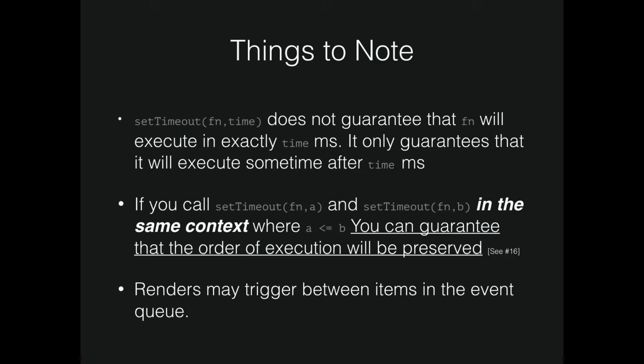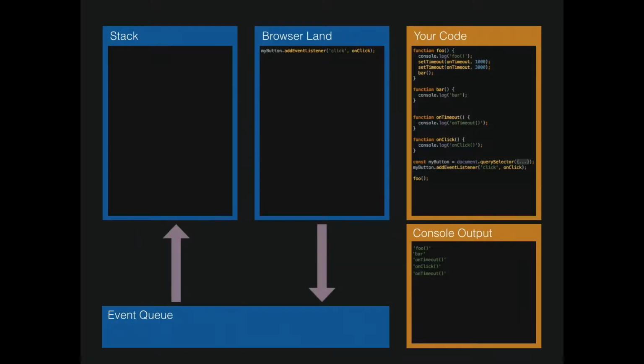Another one is that if you call setTimeout with 2 arguments, A and B, within the same context and in that order, if A is less than or equal to B, you can guarantee the execution order will execute A first and then B. So if you have 2 setTimeouts in the same function, and they both, say in this case, instead of 1,000 and 3,000, they were both 0, you could guarantee that the first one would execute before the second.